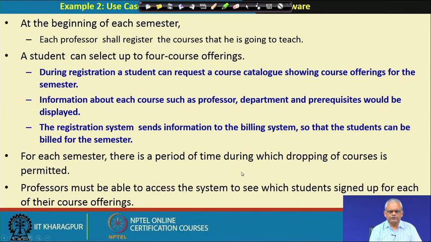How do we go about developing the use case diagram for this problem description? We need to identify the actors, which is very easily done. Here it says that the professor shall enter the course details, so the professor is an actor. The student can select up to 4 course offerings, so the student is an actor.